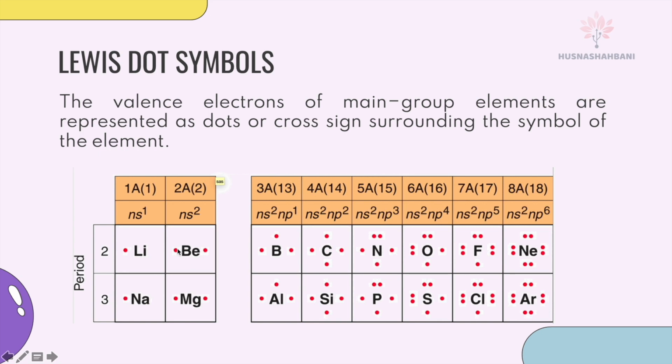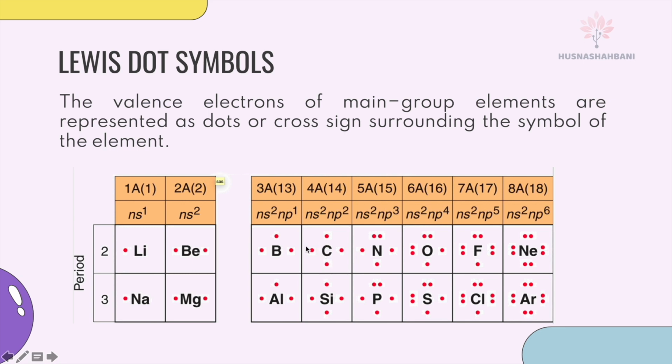Beryllium has two valence electrons. Make sure that the positions of these two electrons are far from each other, because electrons repel each other as they have the same charge. For the third one, boron has three valence electrons, so these three electrons are far from each other. The same goes for carbon, with four valence electrons.